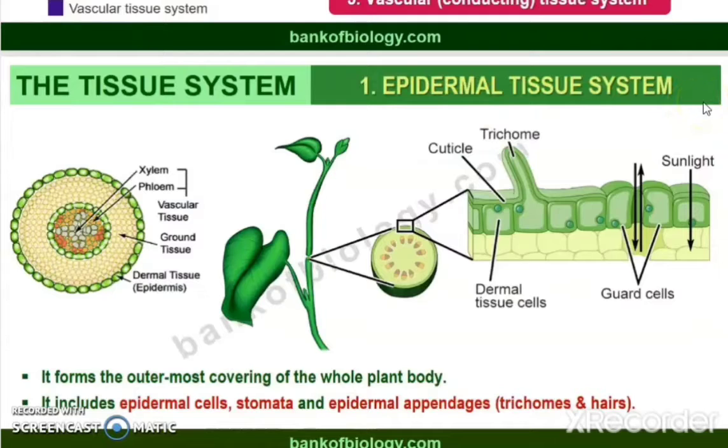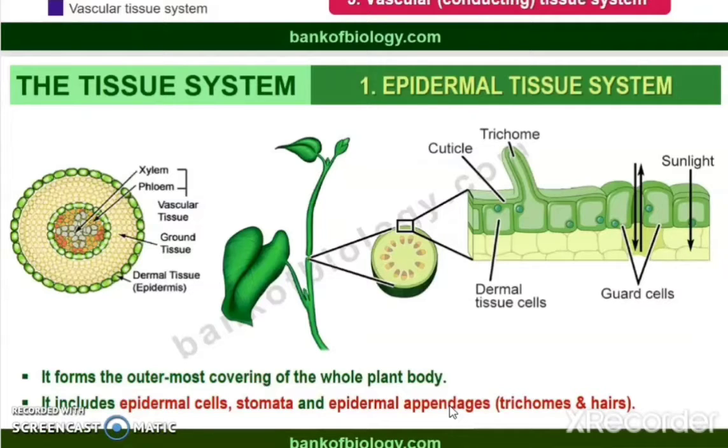Okay, so this tissue system forms the outermost covering of the whole plant body. If you take a whole plant, you can find this epidermal tissue throughout the plant body. Just like in our body we have the outer covering which is called skin, right? So it is made up of dermal tissue. Similarly, the plant body is completely covered by an outermost covering which is called the epidermal tissue system. Okay, so it forms the outermost covering of the whole plant body.